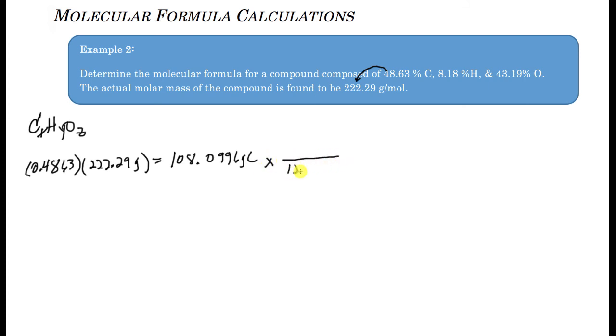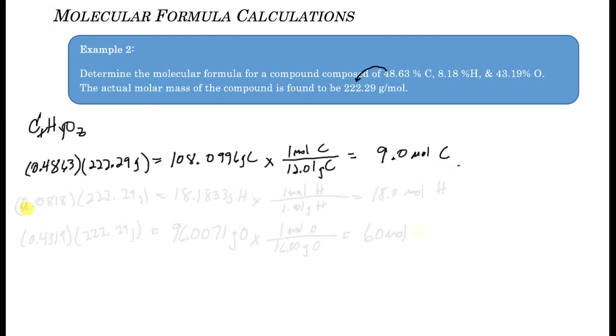So I do 12 grams for every 1 mole. Just to recap here, this is the mass of this compound. So out of this 222 grams, 108 of it is carbon. Well, how many moles would that be? So I'm going to do this conversion here, and that's going to give me 9 moles of carbon. Now, if you remember, in the last example, that was the number of moles of carbon in the overall formula. Now I'm going to repeat this process for hydrogen and oxygen.